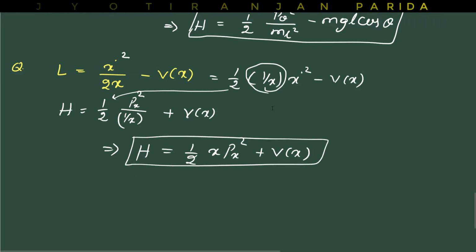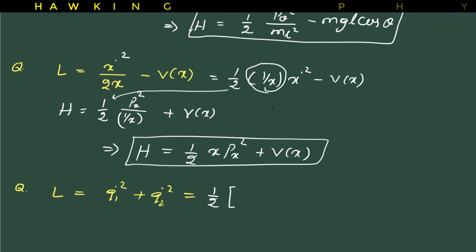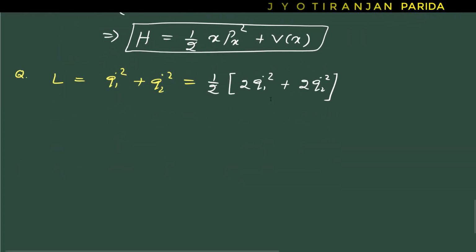Then take another problem. Just see, here we don't have any half term. Yes or no? So we have to make it in terms of half. How can we make this? Just divide by 2 and multiply by 2. Okay, then we can easily find out the Hamiltonian.